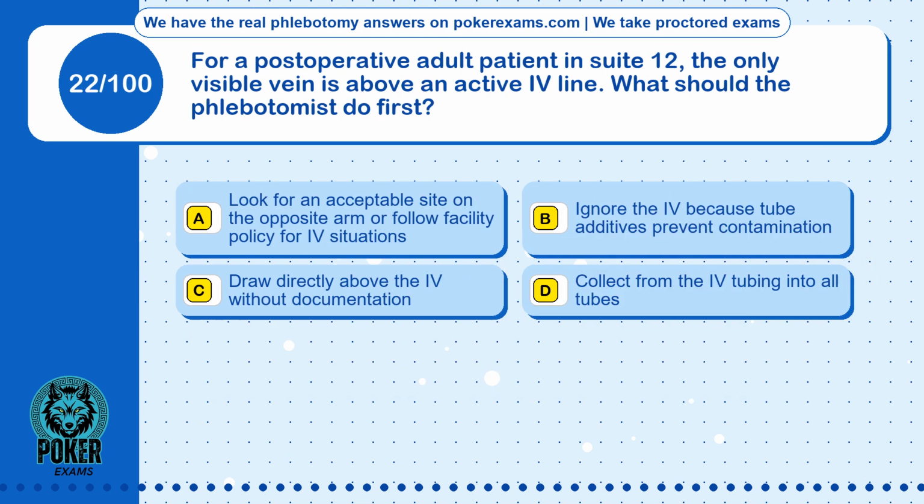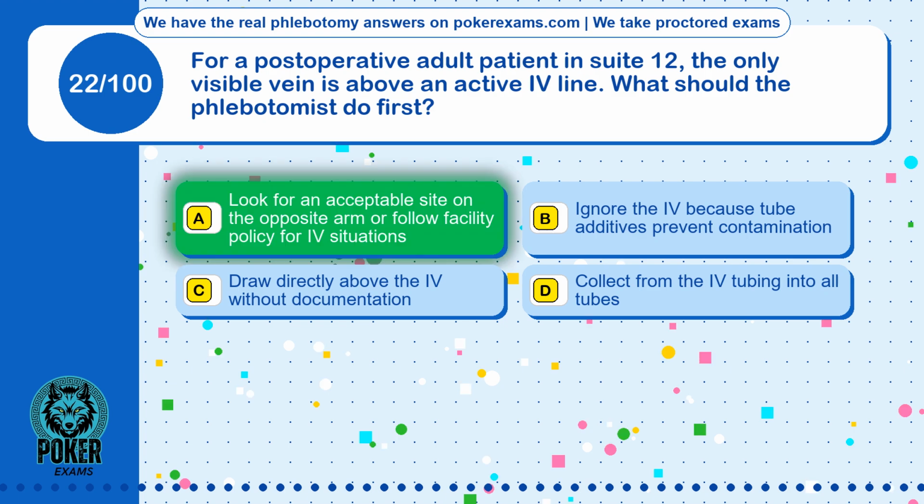Question 22. For a postoperative adult patient in Suite 12, the only visible vein is above an active IV line. What should the phlebotomist do first? Option A, look for an acceptable site on the opposite arm or follow facility policy for IV situations. Option B, ignore the IV because tube additives prevent contamination. Option C, draw directly above the IV without documentation. Option D, collect from the IV tubing into all tubes.